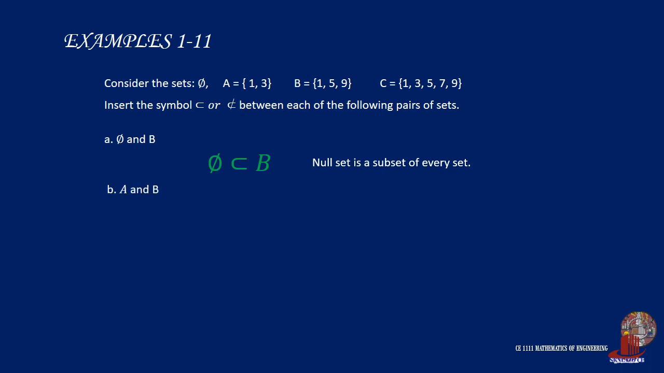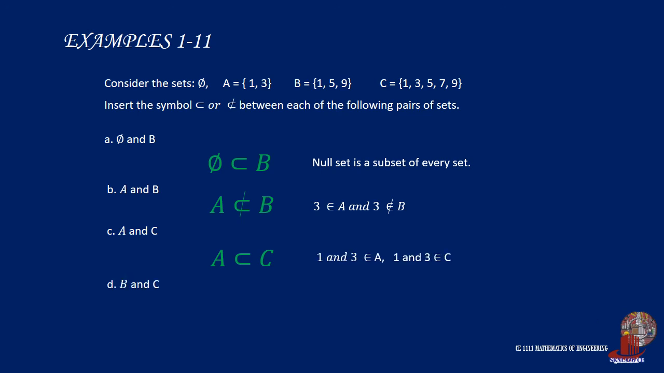Second, between sets A and B. A is not a subset of B, as 3 belongs to A, but it does not belong to B. Third, between sets A and C. A is a subset of C, as 1 and 3 belong to A and also belong to C. Lastly, between sets B and C. B is a subset of C, as each element of B is also an element of C.